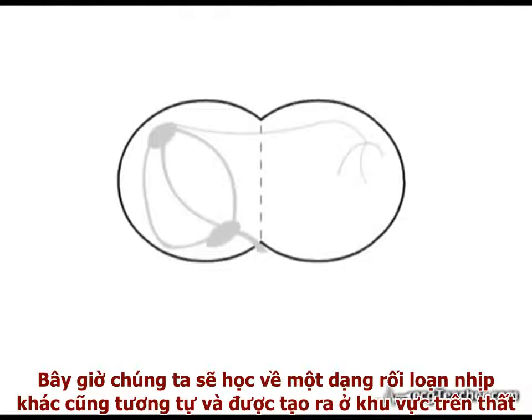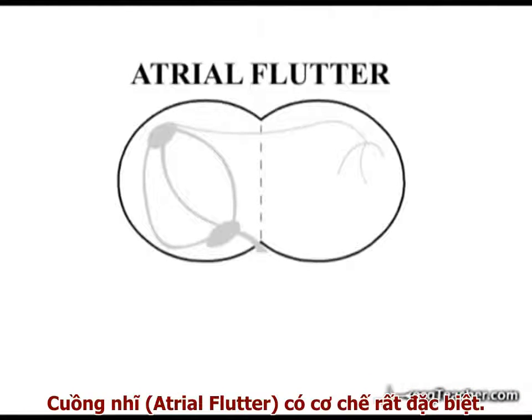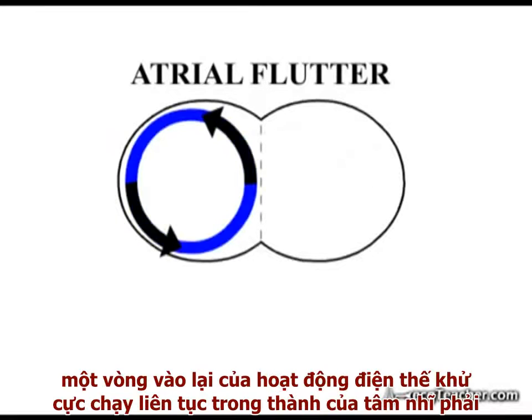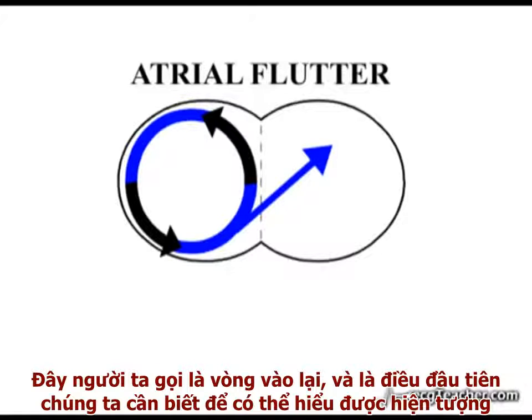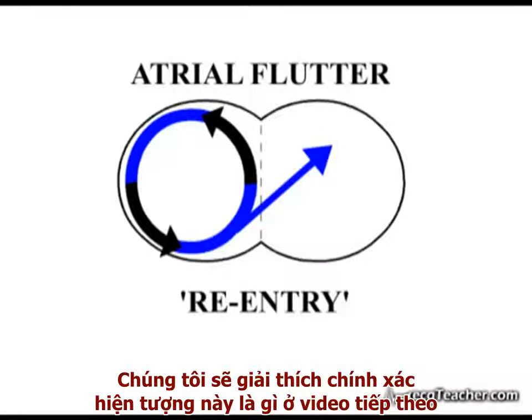We will now study a related arrhythmia generated in the supraventricular region. Atrial flutter arises by a very specific mechanism. In this arrhythmia, a loop of depolarizing activity circulates constantly within the walls of a diseased right atrium, discharging depolarizing current into the left atrium. This is a reentrant loop and is our first encounter with the phenomenon of re-entry. We will explain exactly what this means in the next videos.